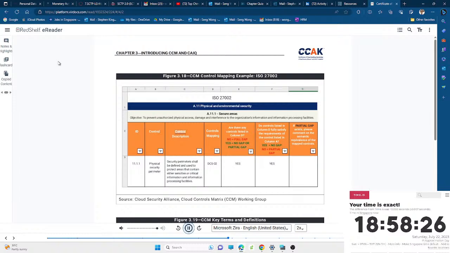ID, control description, controls mapping. Are there any controls listed in column D? No equals full gap, yes equals no gap or partial gap. Do controls listed in column D fully satisfy the requirements of the control listed in column A? Yes equals no gap, no equals partial gap. If a partial gap exists, please comment on the semantic equivalence of the mapped controls. ISO 27002. Source: Cloud Security Alliance, Cloud Controls Matrix, CCM, Working Group.